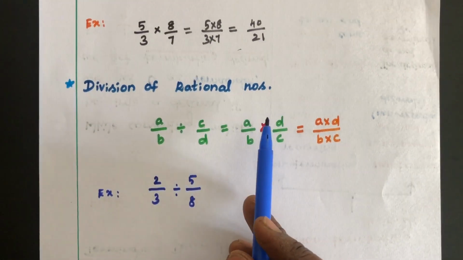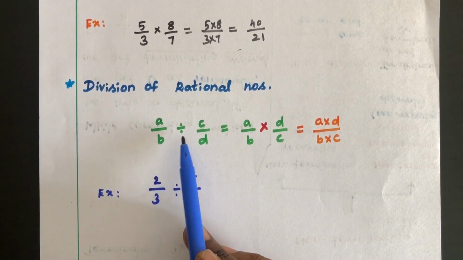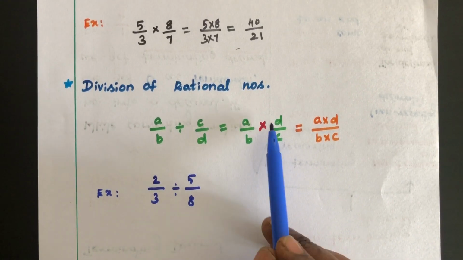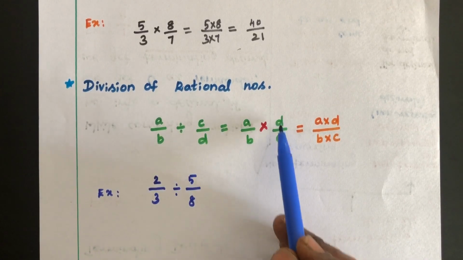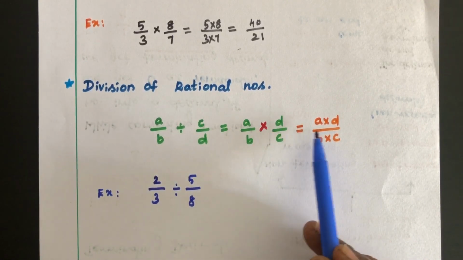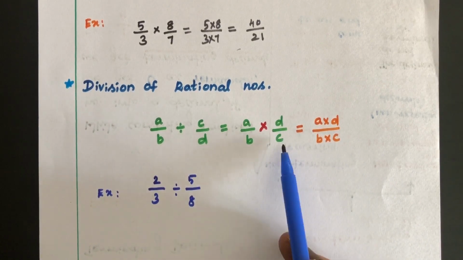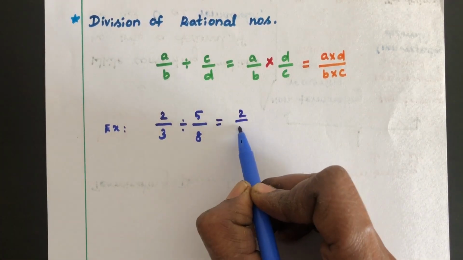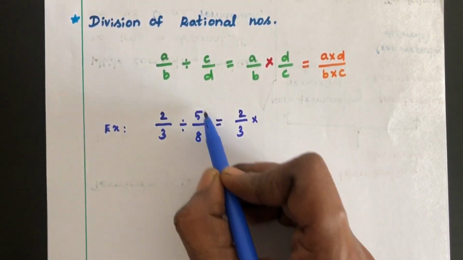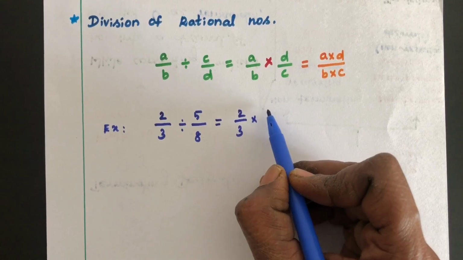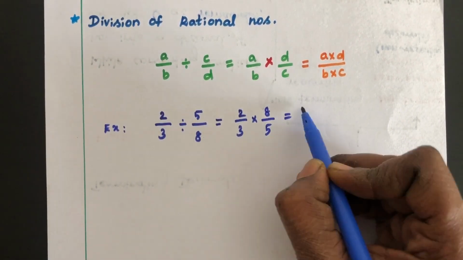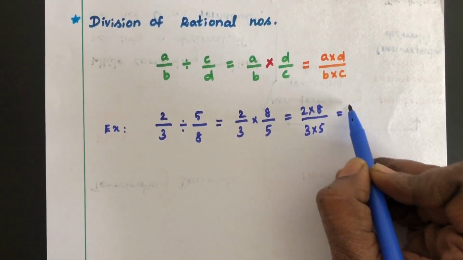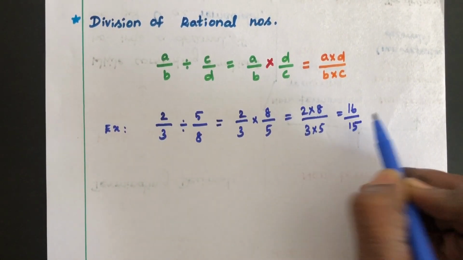Now division of rational numbers. If a by b divided by c by d is equal to, a by b will come as it is into the reciprocal of this, c by d, d by c. After that, as usual, multiplication: a into d divided by b into c. Let's see by an example. This is equal to 2 by 3 into reciprocal, meaning ulta, of 5 by 8. Reciprocal is 8 by 5. That's all. See, 2 into 8 divided by 3 into 5. This is equal to 16 divided by 15.